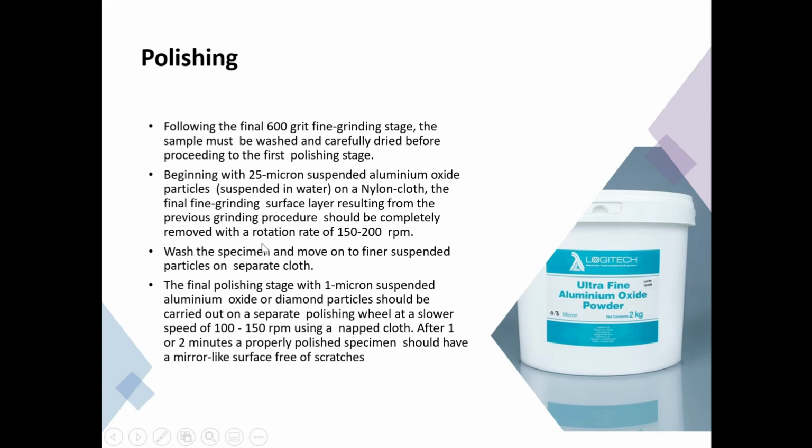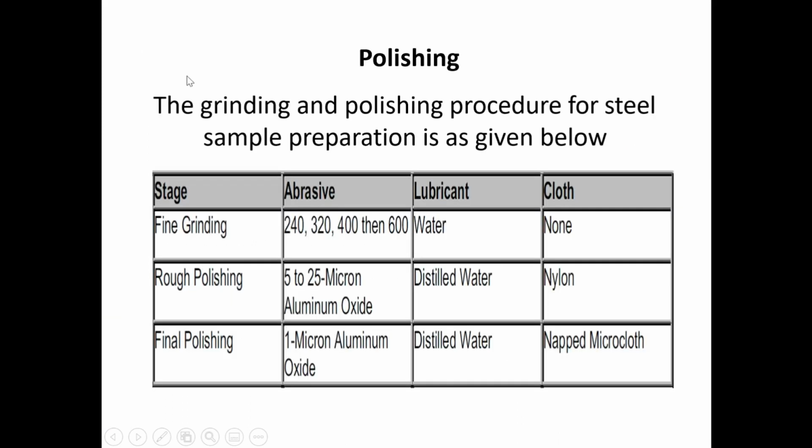After the first step, wash the specimen and move to the finer suspended particles on a separate cloth. So, going forward, 1 micron suspended aluminum oxide or diamond particles should be used on a separate polishing wheel at a slower speed of 100 to 150 rpm using a napped cloth. After 1 to 2 minutes, a properly polished specimen should have a mirror-like surface free from scratches.